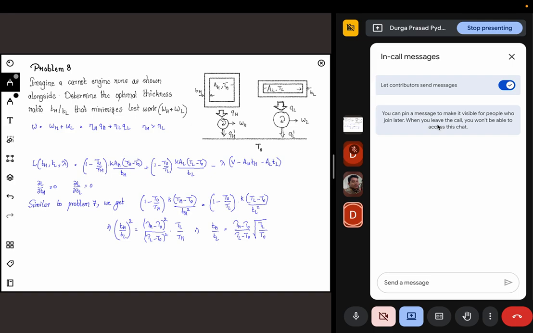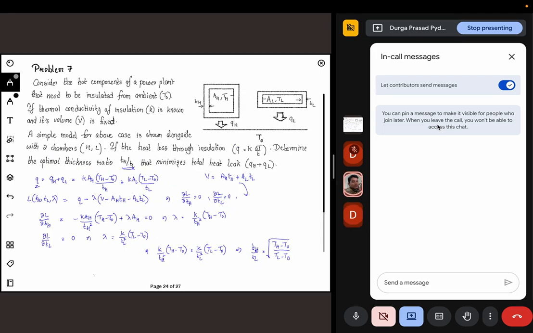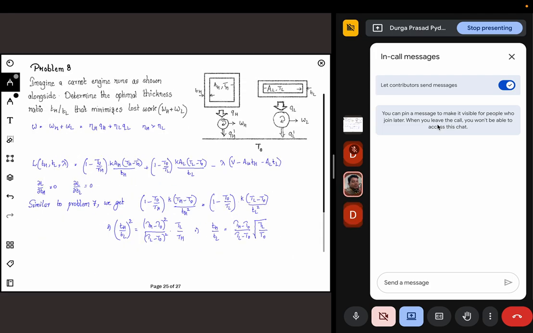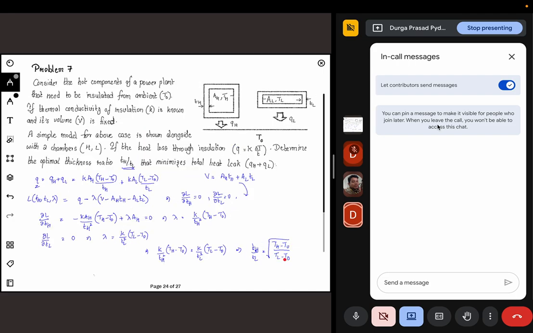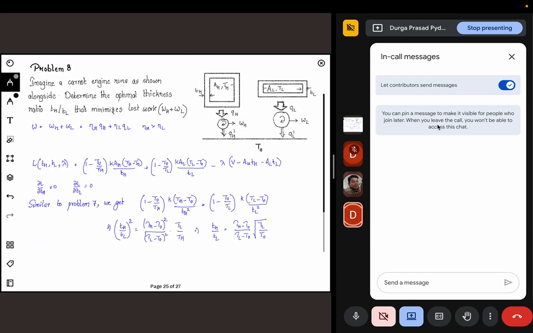Is this the same you're getting? We'll do some calculations. The previous one was square root of TH minus T naught by something. Now it is TH minus T, it's this different one.